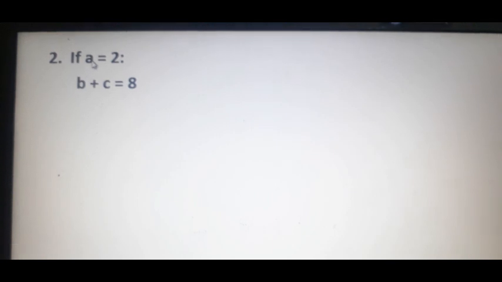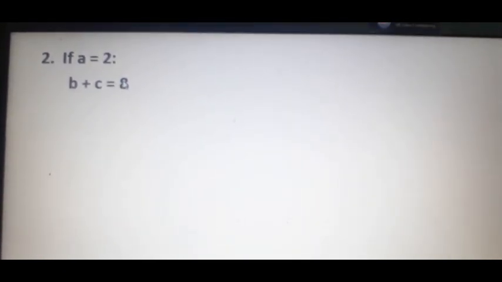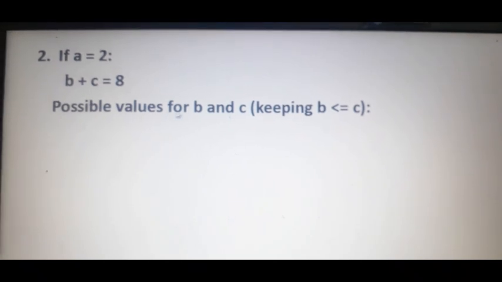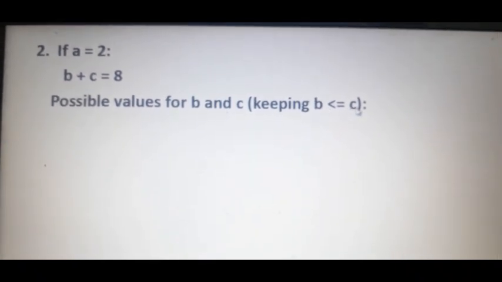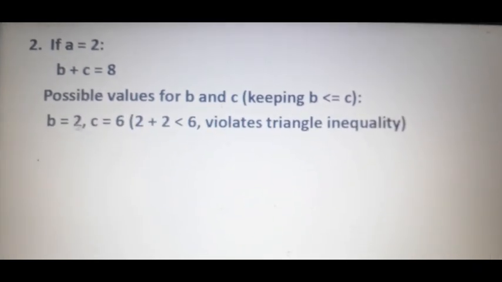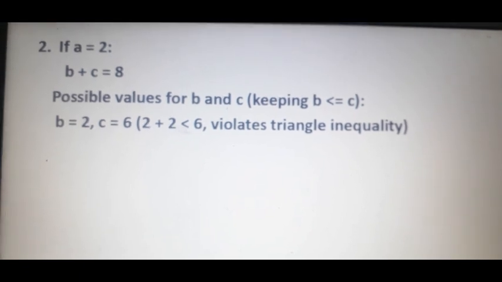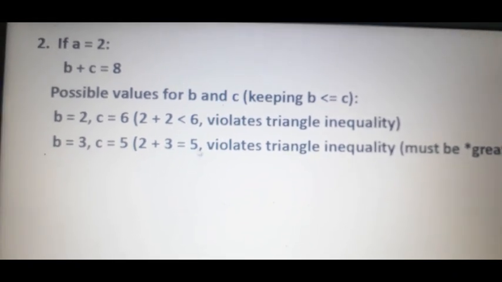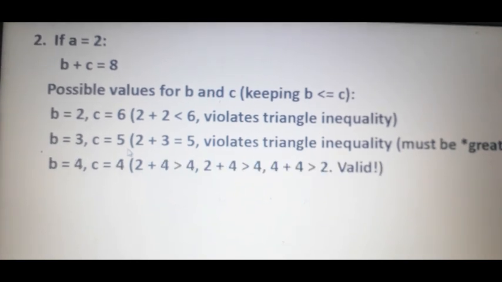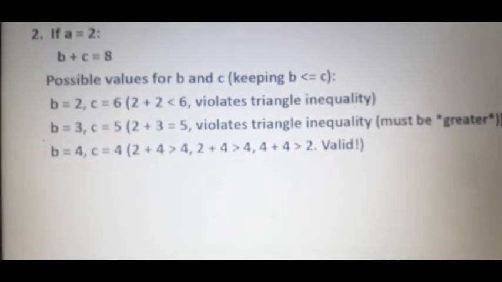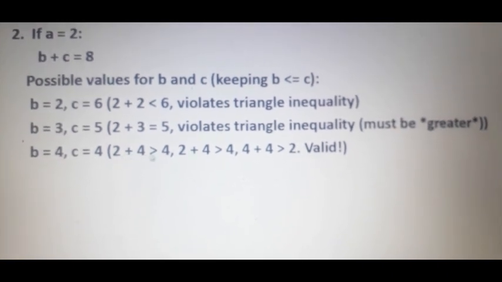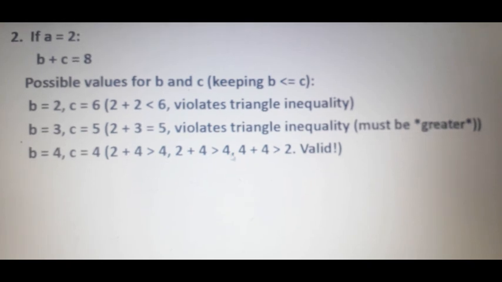Now if A is 2, B plus C is 8. Where A is 2, B is 2, and C is 2, the sum is 10. From 10, subtracting 2 leaves 8, so B plus C is 8. Possible values for B and C, keeping B less than or equal to C: if B is 2, C is 6, but 2, 2 and 6 cannot be the side lengths of a triangle. If B is 3, C is 5, and 2 plus 3 is 5, equal, not greater, so that fails. If B is 4, C is 4, since A is 2.